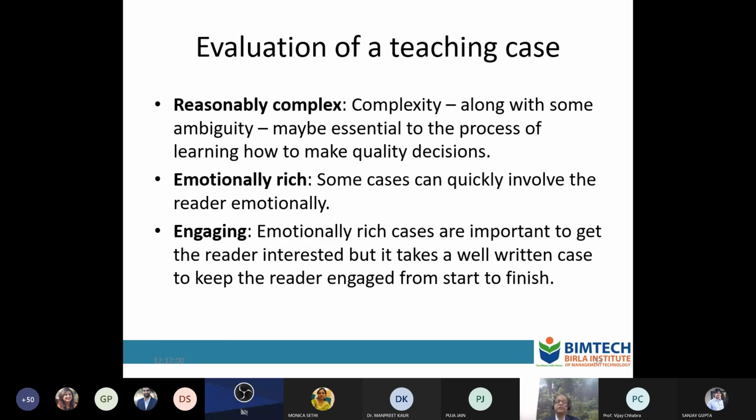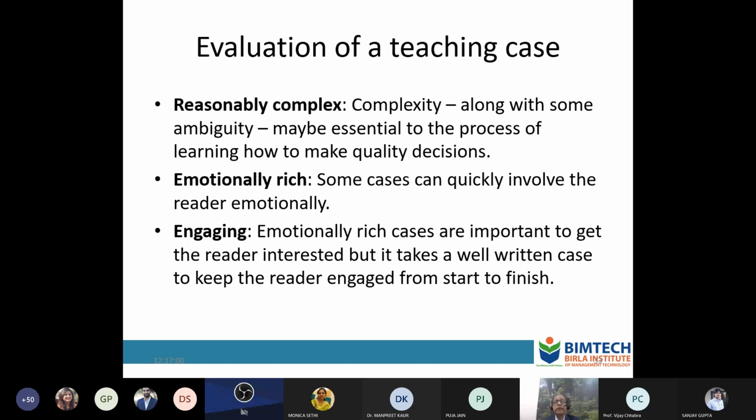Reasonably complex, but not too complex. Because if it is too complex, your objective is not to create complexity in a class. Your objective is to explain some theory and help students develop those skills. So don't get into complex cases. I also got fooled by this. Those are useless for class. So a teaching case should be simple. It should be very well written, story-like. It should have learning outcomes mapped to Bloom's taxonomy, covering some theory. And it should have scope for discussion, reflection, integration, and all those things.